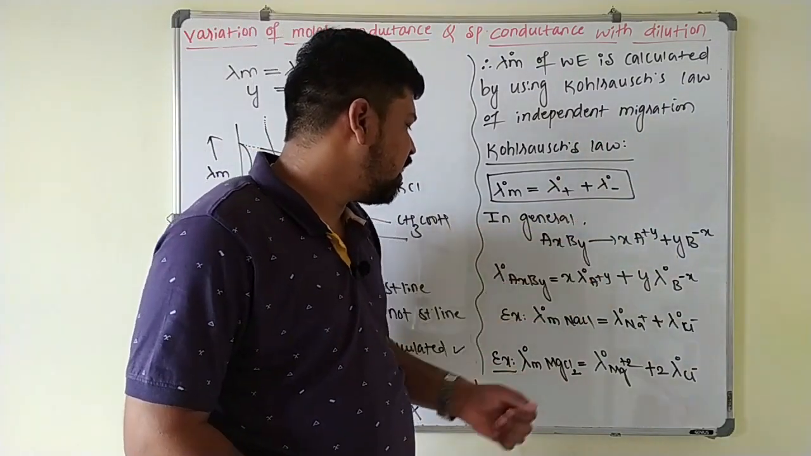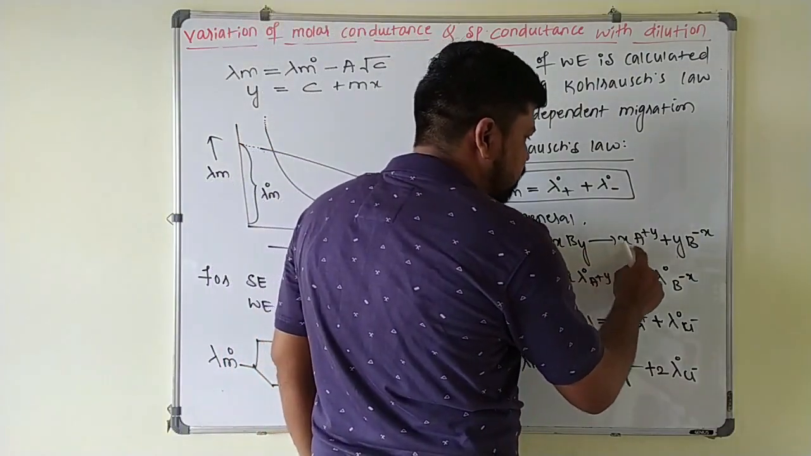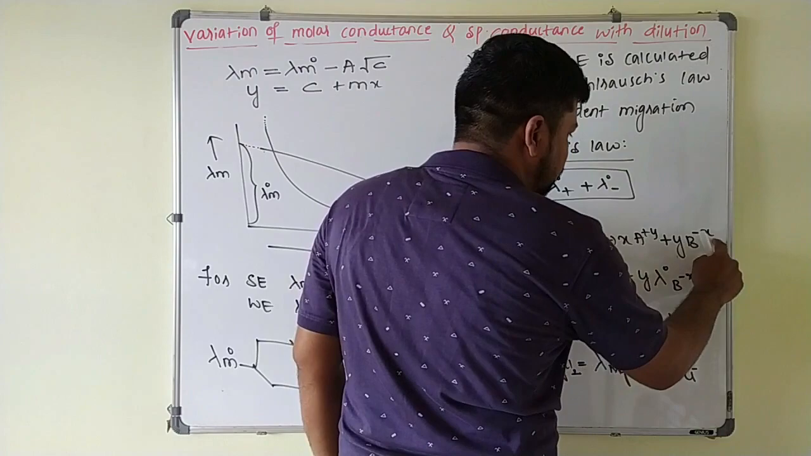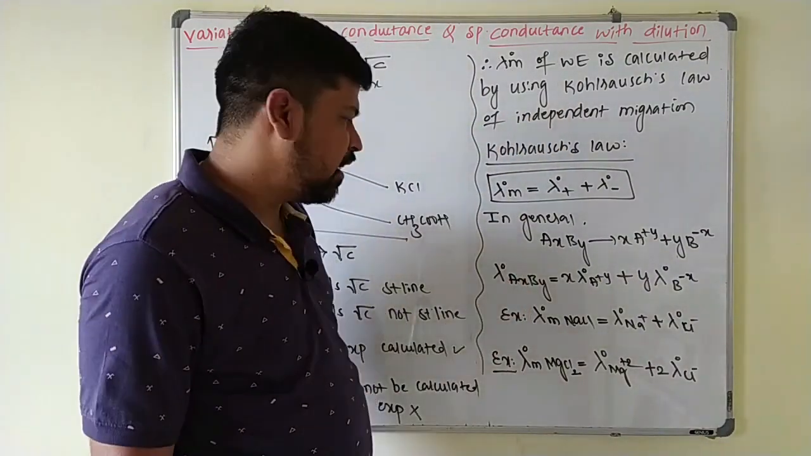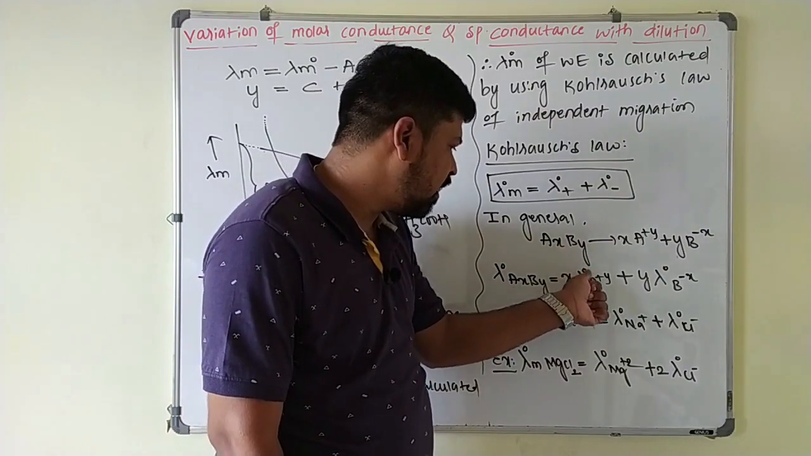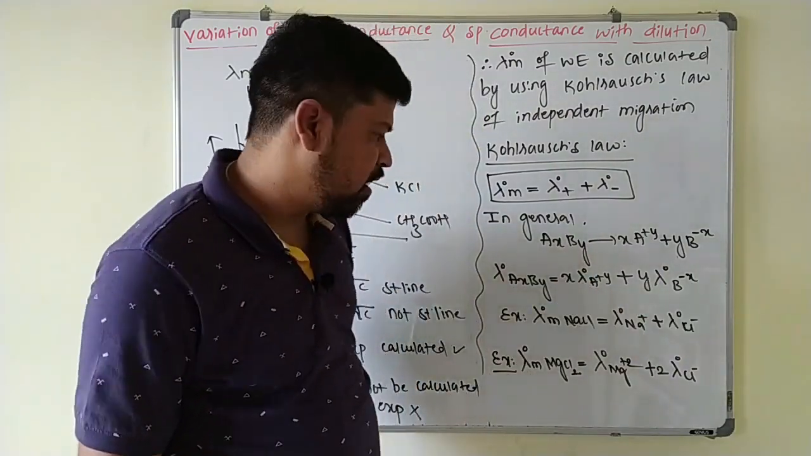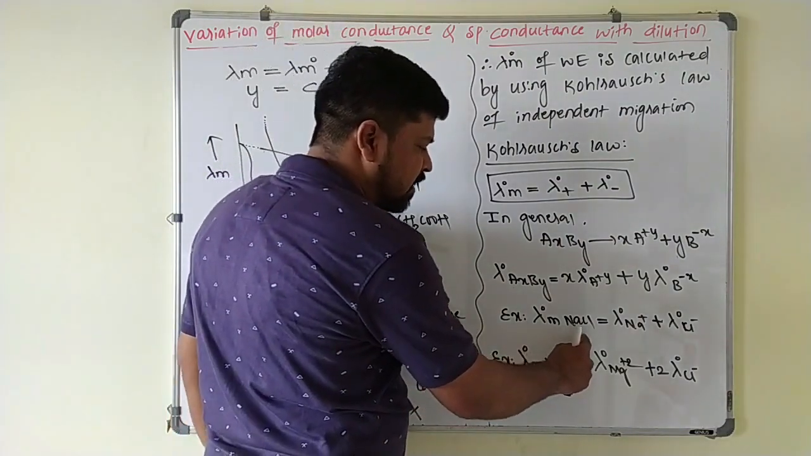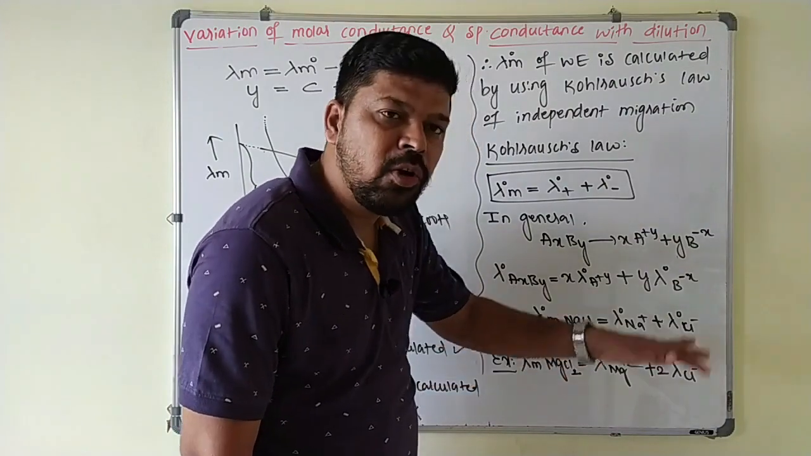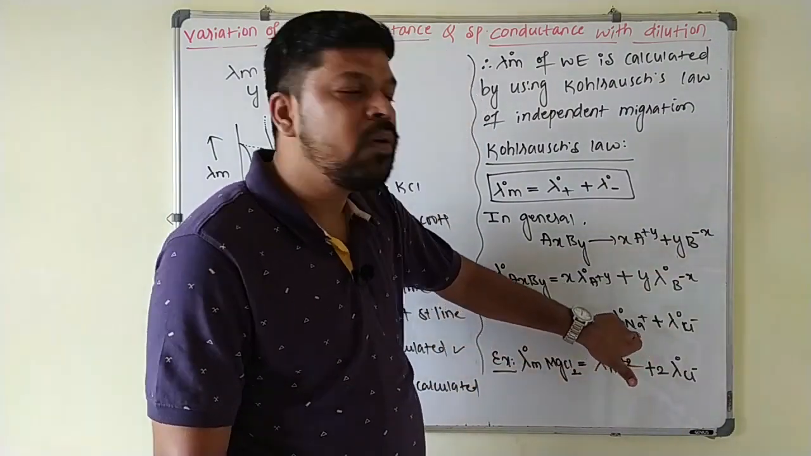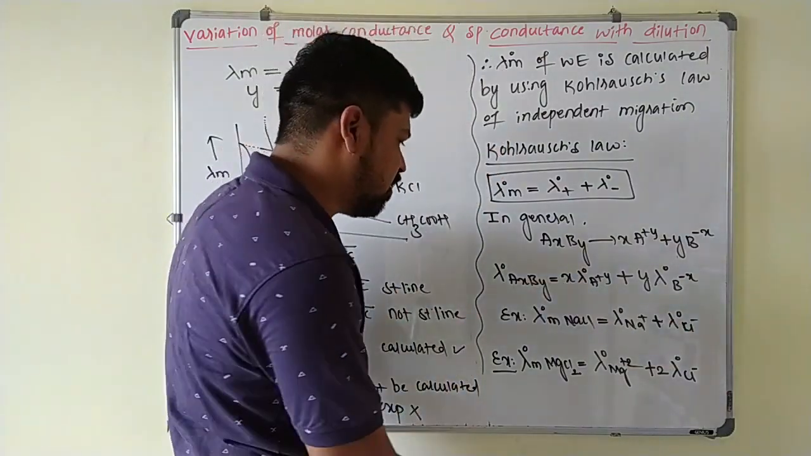In general, if I take an electrolyte with the general formula AxBy, it will form x times cation A and y times anion B. So the limiting molar conductivity is x times the limiting molar conductivity of the cation plus y times the limiting molar conductivity of the anion. For example, for NaCl, the limiting molar conductivity will be equal to the limiting molar conductance due to the Na+ ion and the limiting molar conductance due to the Cl- ion.